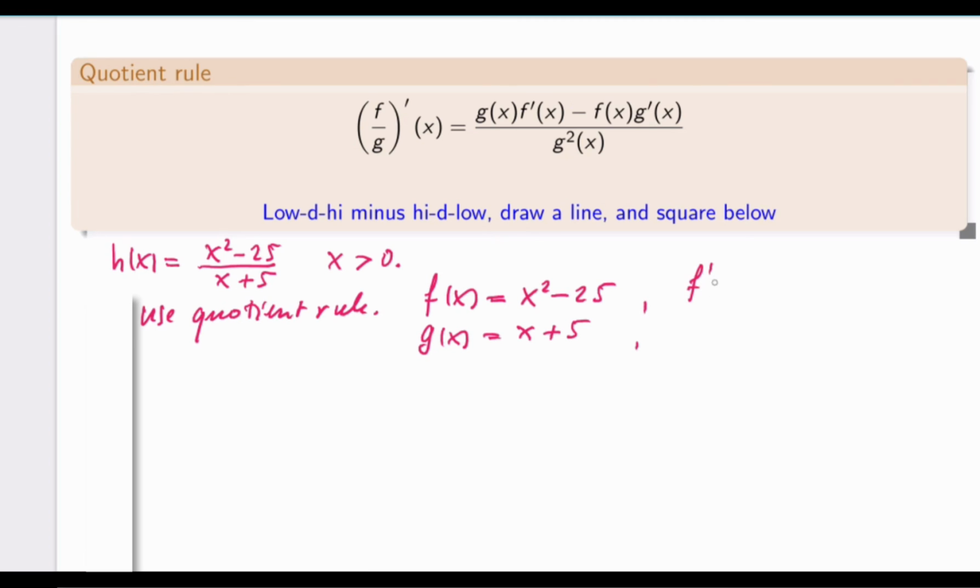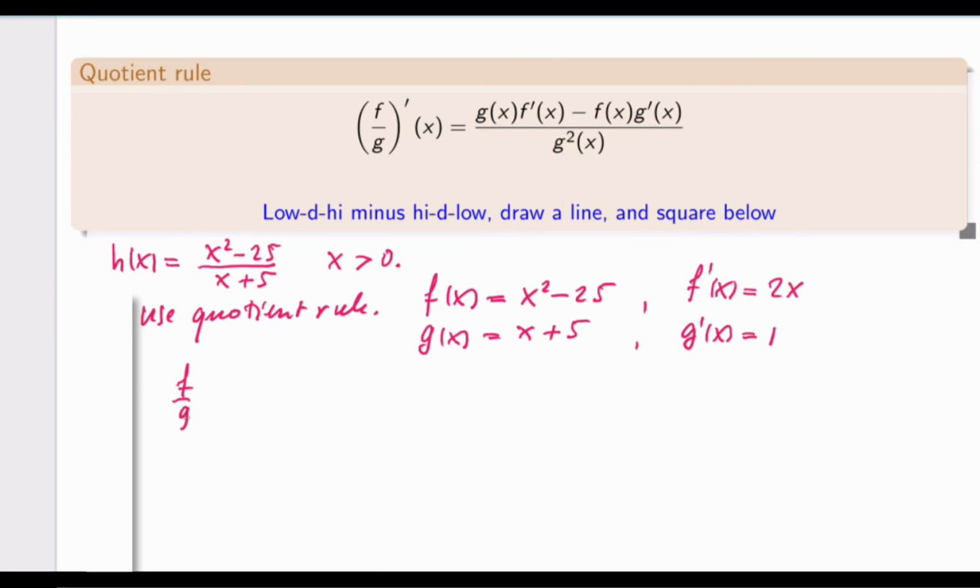So f prime of x, right? The derivative of x squared is 2x from the power rule. The constant 25, the derivative is 0, disappears. g prime of x is 1, the derivative of x is equal to 1, and the derivative of 5 is 0. So these are the two derivatives. And now we can use the formula.